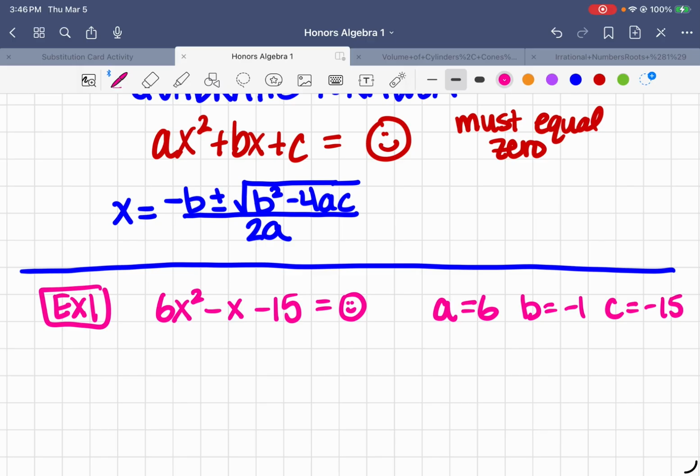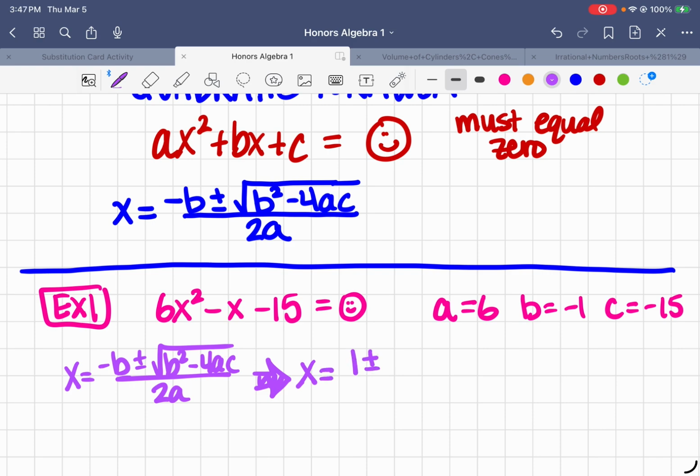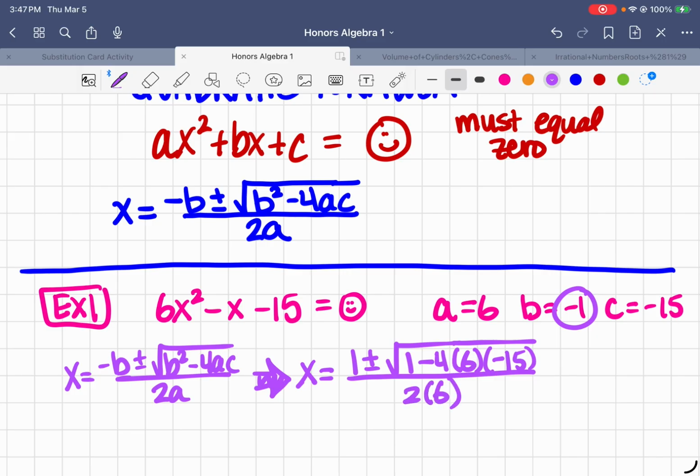And then we put it in the quadratic formula, which is x equals opposite b plus or minus square root b squared minus 4ac all over 2a. All right, so now it's time to substitute our numbers in. So x equals the opposite of b. b is -1, so it's going to be a positive 1. Plus or minus, take the square root of b squared, 1 squared is 1, minus 4 times a, that's 6, times c, which is -15. Then I'm going to divide all over 2 times a, which is 6.